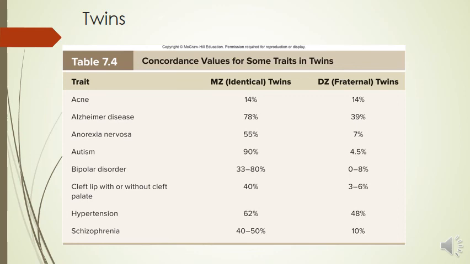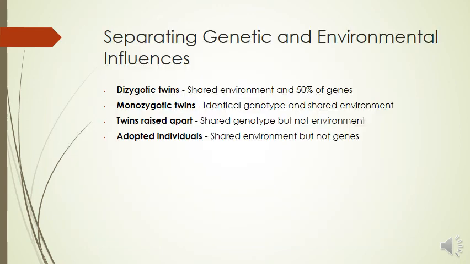For a polygenic trait with little environmental input, concordance values for monozygotic twins are significantly greater than that for dizygotic twins. A trait molded mostly by the environment exhibits similar concordance values for both types of twins. This slide just shows you the differences between dizygotic twins, monozygotic twins, twins raised apart, and adopted individuals to sum up what we were discussing.